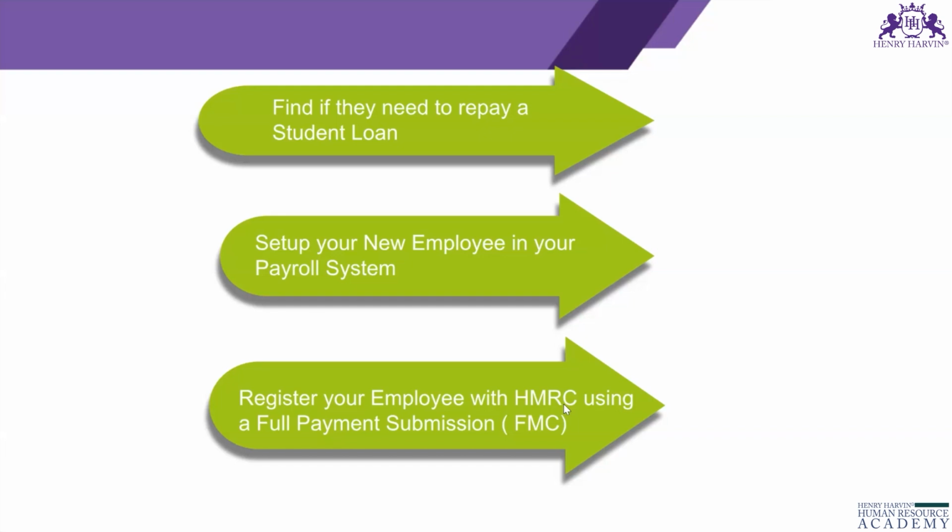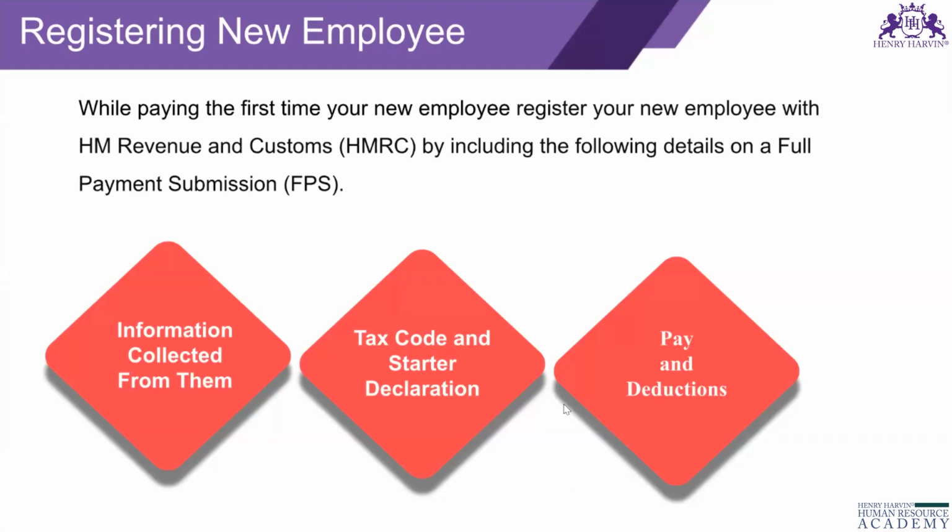When you do the first payroll, you'll include this employee in the FPS. There will be a new employee for HMRC, and they will come to know this is a new joiner, because we'll put the start date of employment in the FPS. Almost all the details we put, including the start date. If there is a date of termination, we put that also in the FPS. It will be blank for active employees, but if someone is leaving, there will be a date of termination also. So we register the new employee with HMRC while paying them the first time, by including the following details on the full payment submission.